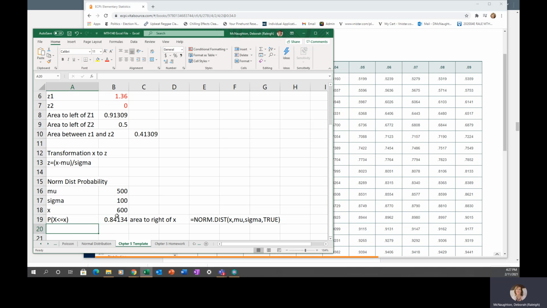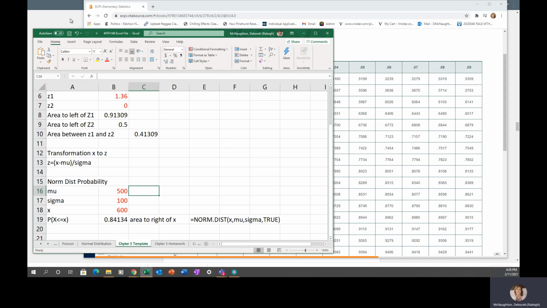So that's how you do these, and I need to put in all three of these things, so let me just make those red. These are my inputs, and I can calculate the probability to the right of x. So again, if I need it to the left, I use 1 minus this, and if I need it between two values, I would have to put in two x values here.